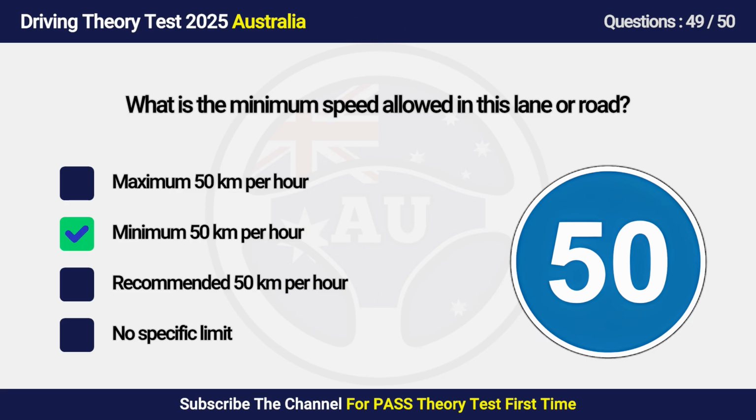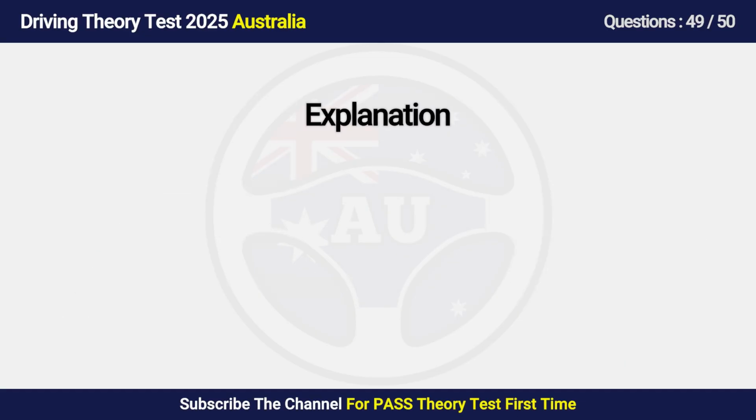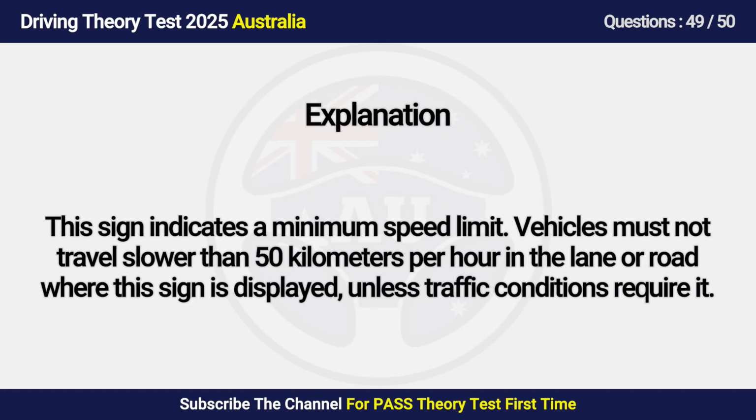Answer is B, minimum 50 per hour. This sign indicates a minimum speed limit. Vehicles must not travel slower than 50 kilometers per hour in the lane or road where this sign is displayed, unless traffic conditions require it.